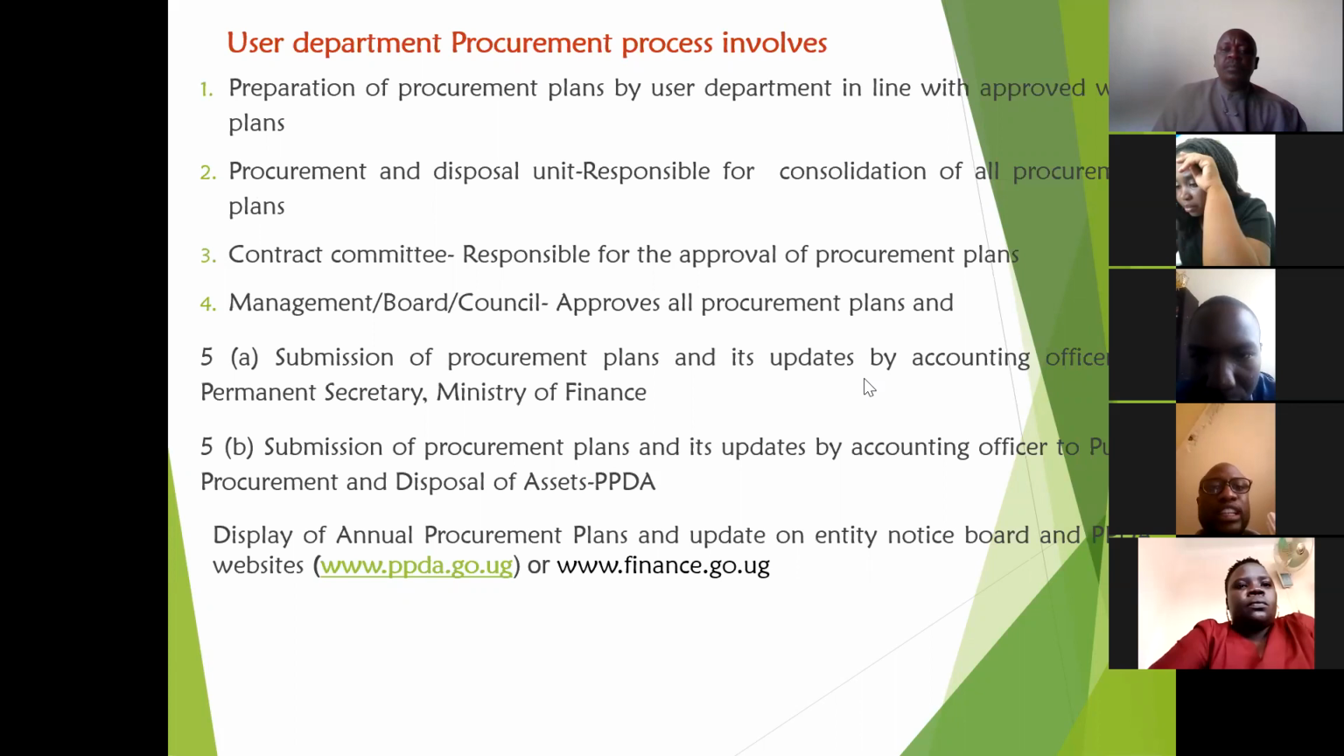The permanent secretary, then the minister, in the case of the public sector, and for the case of the private sector, the third sector, they have boards where they present their updates. Then there is submission of procurement plans and their updates to the accounting officer and the Public Procurement and Disposal of Public Assets Authority, PPDA. Then there is display of any procurement plans and updates on the entity notice board and PPDA website.